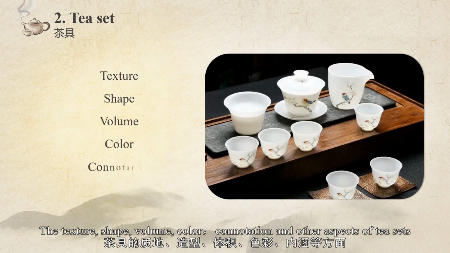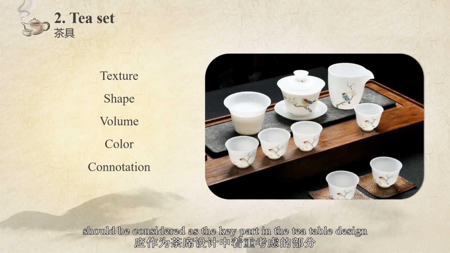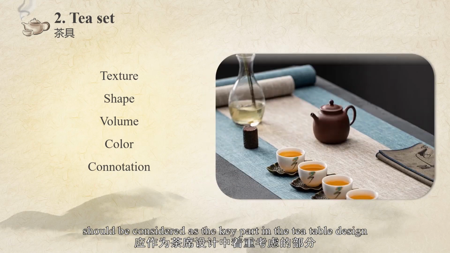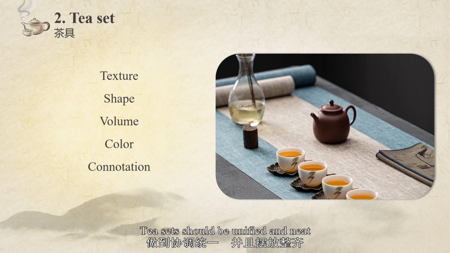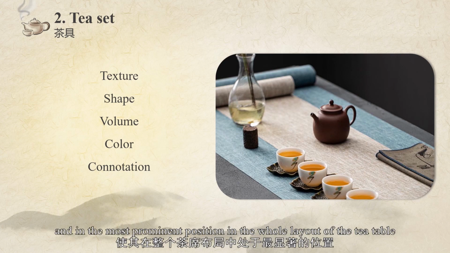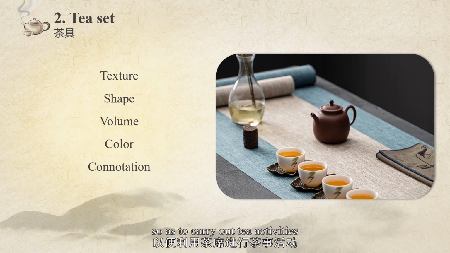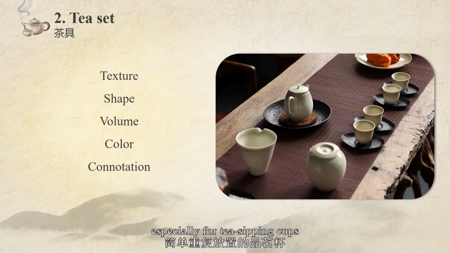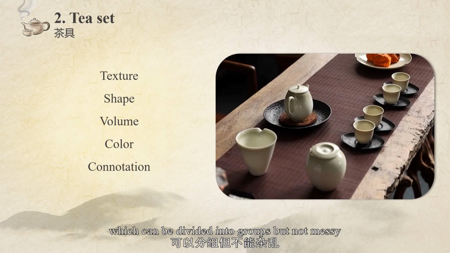The texture, shape, volume, color, connotation, and other aspects of tea set should be considered as the key part in the tea table design. Tea sets should be unified and neat, and in the most prominent position in the whole layout of the tea table, so as to carry out tea activities, especially for tea sipping cups, which can be divided into groups but not messy.